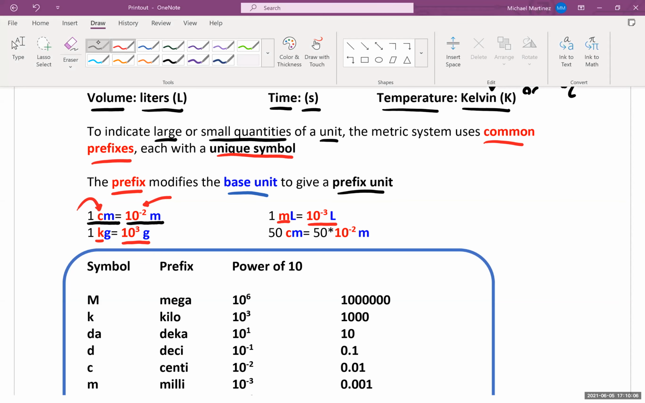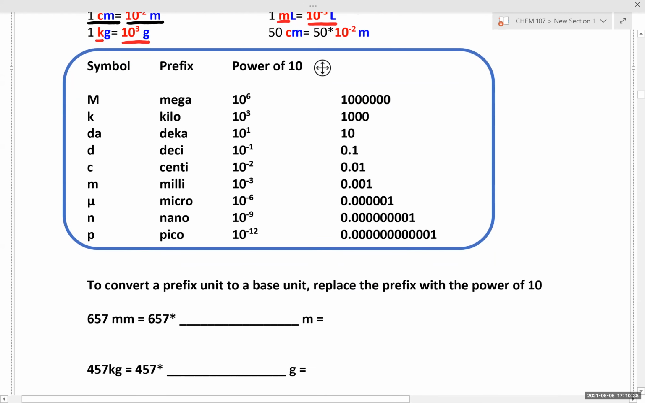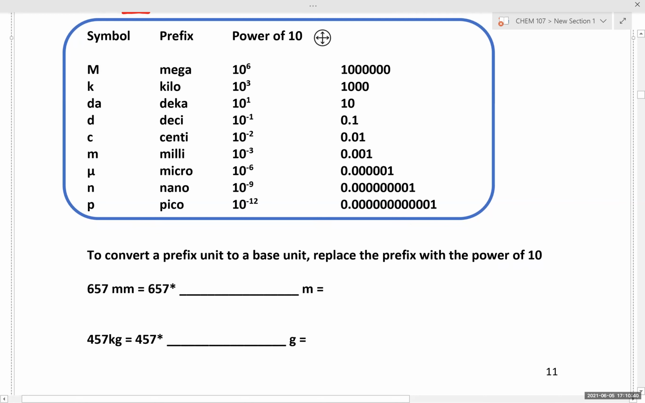Now, these are the metric prefixes that you'll need to be familiar with. You're responsible for memorizing each of these prefix symbols, names, and power of 10 values, because each of these prefixes are used commonly in chemistry and chemical calculations. Now, the reason why it's important to be familiar with each power of 10 value for each of these prefixes is because it gives you a very easy trick to convert a prefix unit into a base unit.